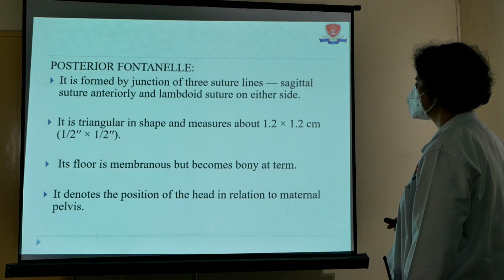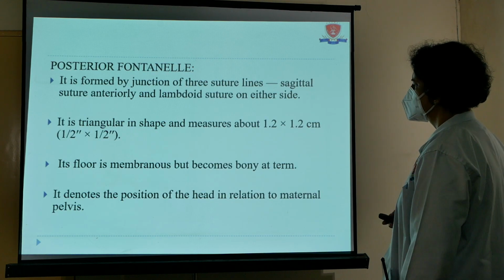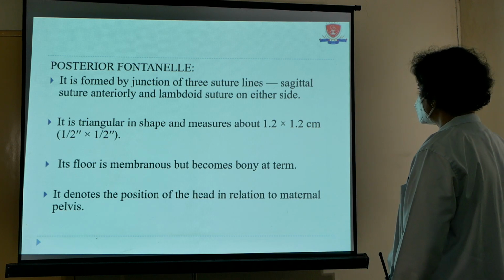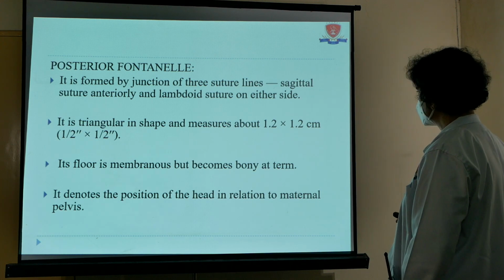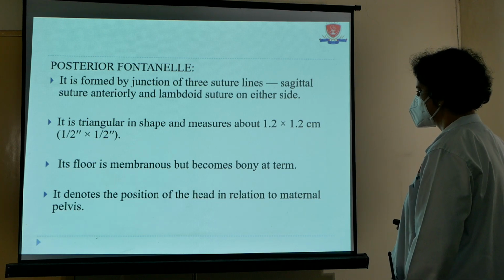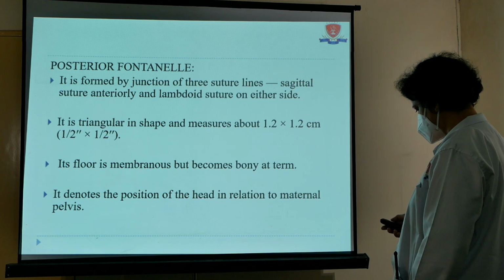Posterior fontanelle is a junction of 3 suture lines. It is triangular in shape and measures about 1.2 by 1.2 centimeters. Its floor is membranous but becomes bony at term. It denotes the position of the head in relation to the maternal pelvis.